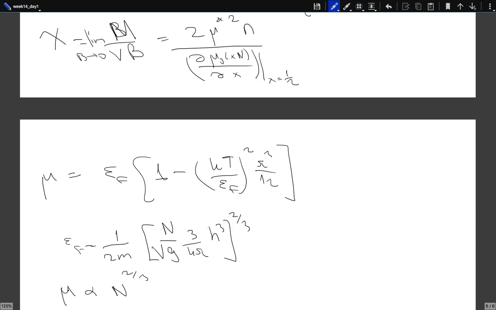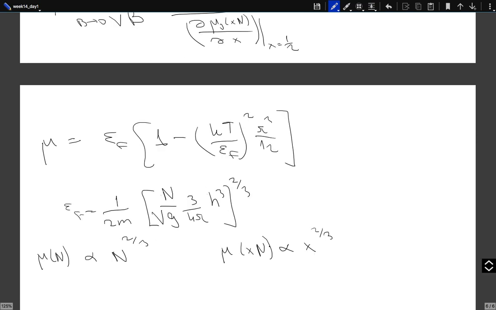This is the mu for N particles. Now, mu for xN particles is proportional to x to the power 2/3, and there's no other x dependence. This is the only x dependence. So the derivative of mu with respect to x is just 2/3 mu over x. This is what I will be using.